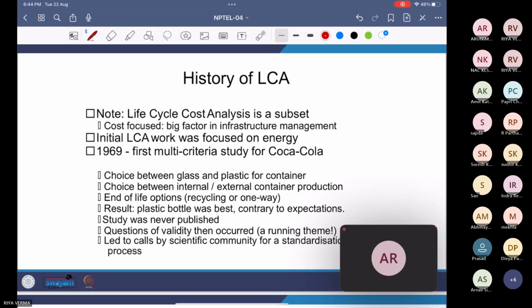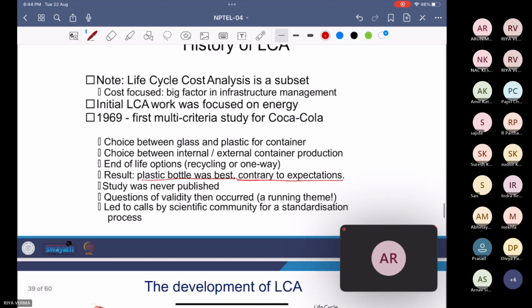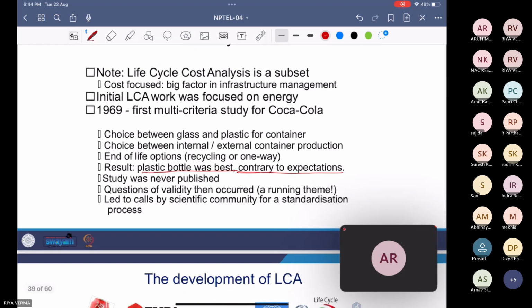Then they had end of life options, recycling or one way. The result of that exercise was that the plastic bottle was best, contrary to the expectations. But this study was never published, and questions of validity then occurred. And this led to calls by the scientific community for a standardization process.